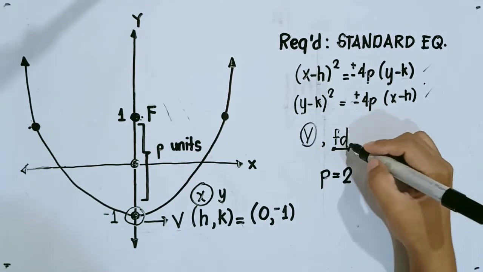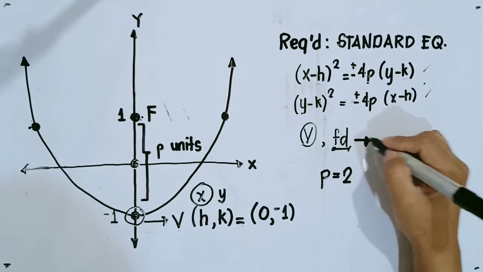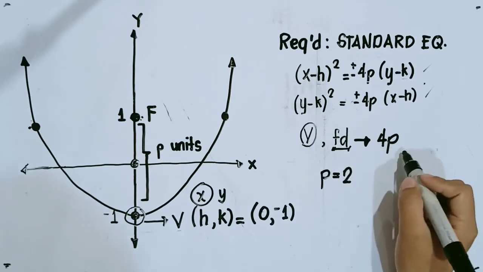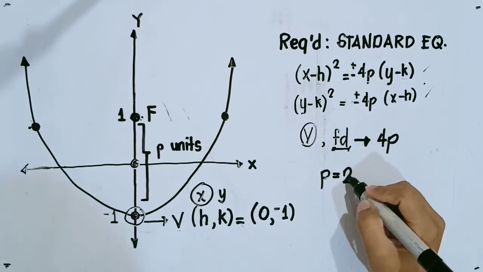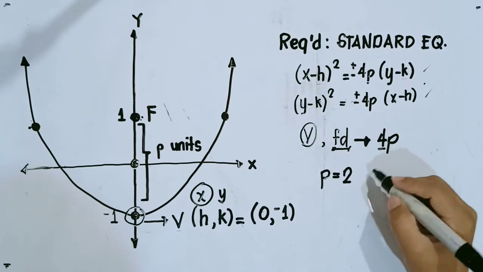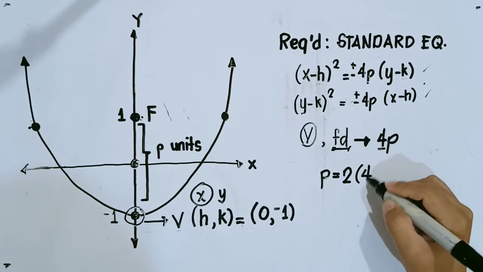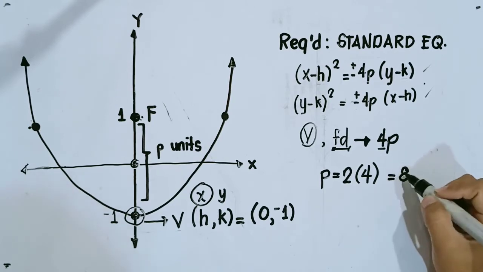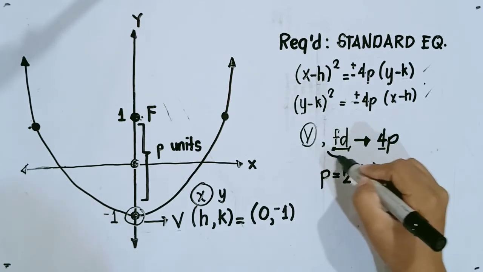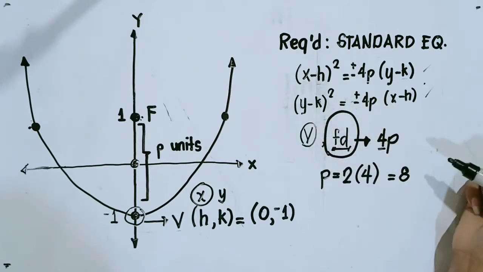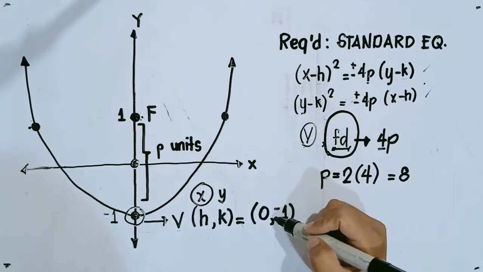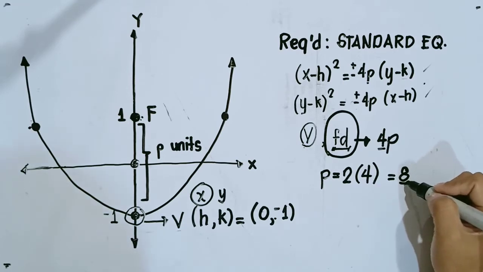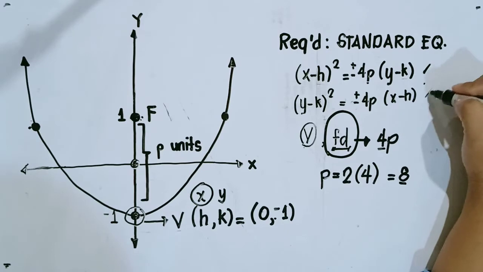Since we are looking for the focal diameter, which is 4p, in order for us to get the 4p we will multiply our p by 4. So 2 times 4 is equal to 8. Therefore, our 4p is 8. So we can say that our focal diameter is 8. Now we already have our vertex, which is (0, negative 1), and our focal diameter, which is 8. So we can now substitute these values in our standard equation.